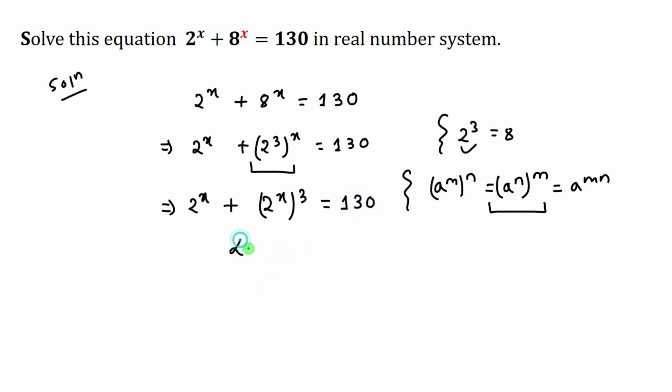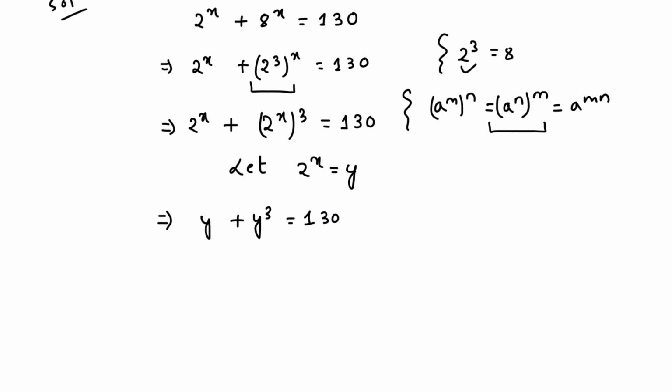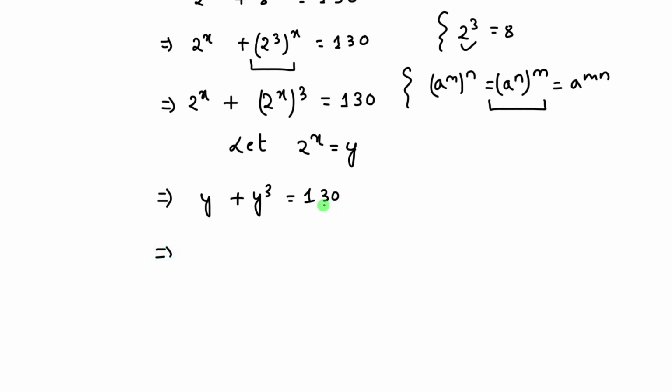Now let us assume 2 to the power x equals y. I'll substitute 2 to the power x as y in the next step. This implies y plus y cubed equals 130. Taking 130 to the left hand side and rearranging the equation a bit, we have y cubed plus y minus 130 equals 0. So here we have a polynomial, and we need to find the roots of this polynomial.